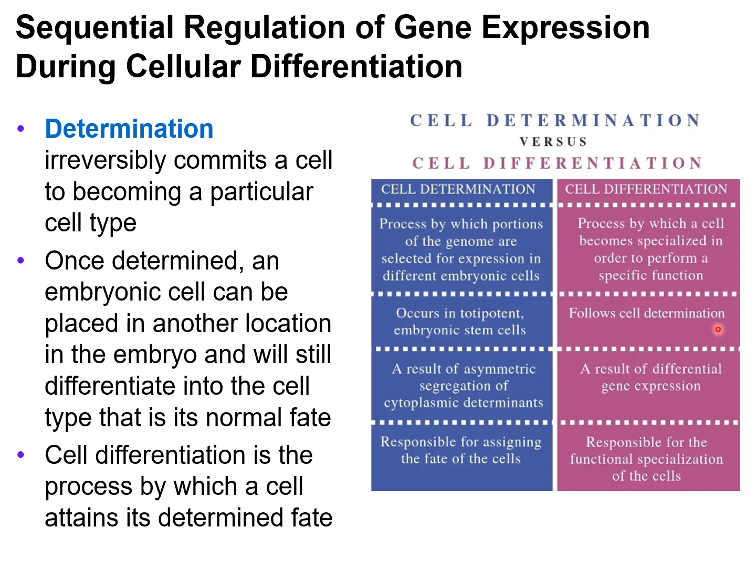Once a cell is determined to a certain fate, then it will follow the process of differentiation. Differentiation is more of a manifestation of phenotype after determination. It is the result of differential gene expression. If differential gene expression is the process of determination, the manifestation is differentiation.